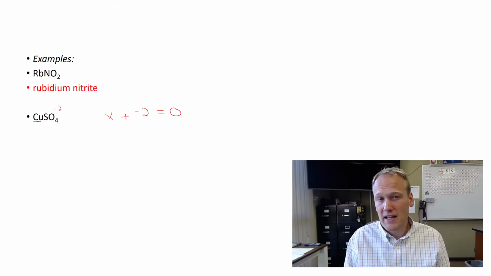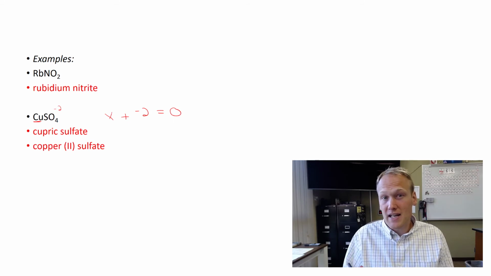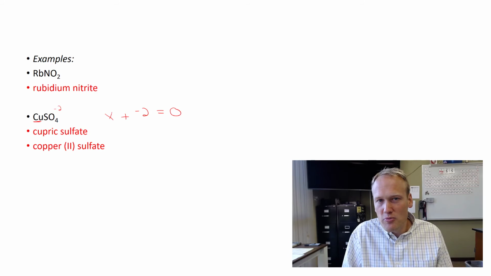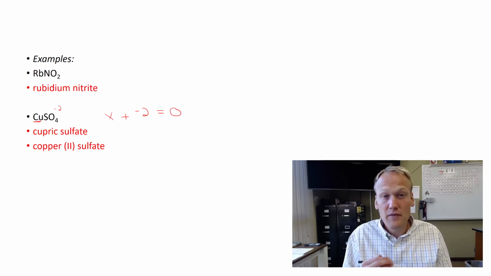And if you look at your polyatomic ion list, a copper with +2 can be written two ways. You could write cupric sulfate, or you could write copper 2 sulfate. Both of them are correct. I prefer the Roman numeral. I think it's easier to remember, but that's how you would write that correctly. If you don't include the Roman numeral, it would be counted as incorrect.